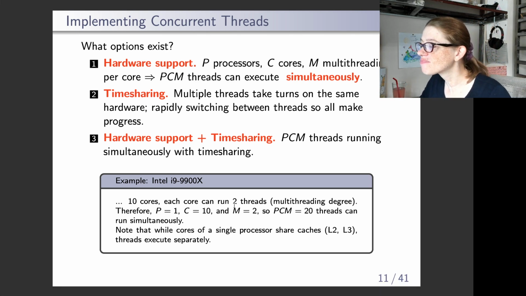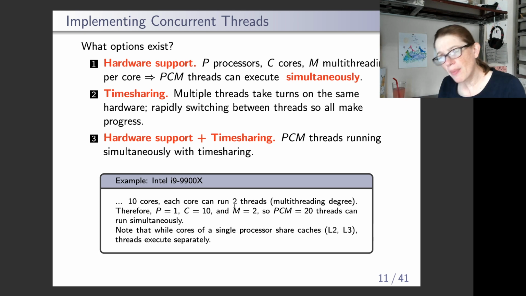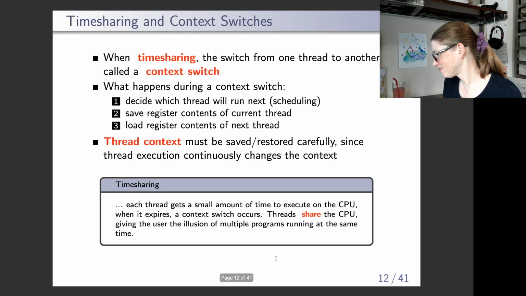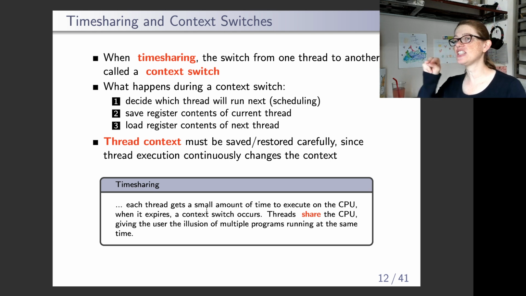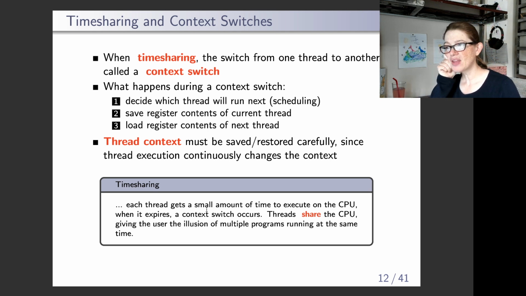All right. So we're not going to talk anymore about hardware support, actually. The reason for that is it's not interesting. It's just not. We're going to talk only about time sharing. So with time sharing, as I said, you're going to be rapidly switching between threads. And we actually have a name for this process of switching from one thread running to another thread running, and we call it a context switch.